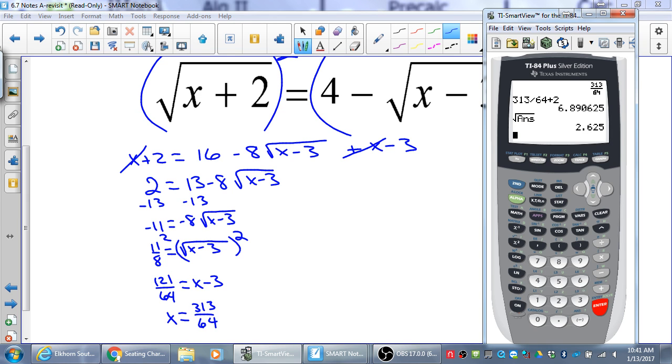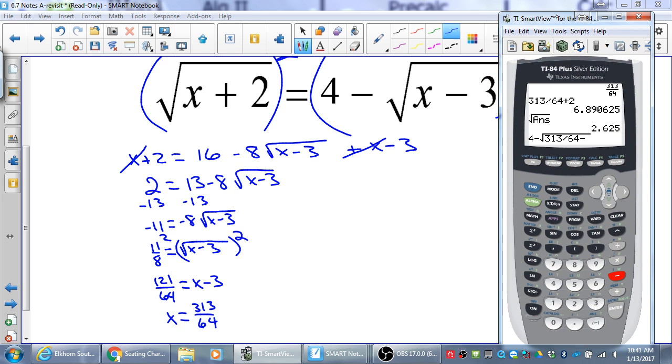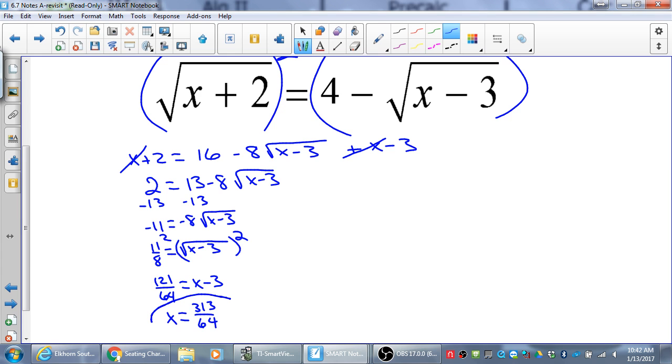Now the other side better be the same thing. 4 minus the square root of 313 divided by 64 minus 3. And we get the same thing on both sides. So this one, I was hoping it didn't work, but it does.